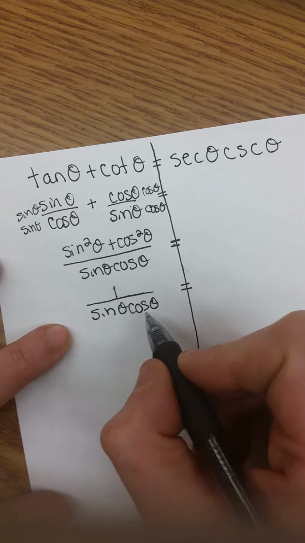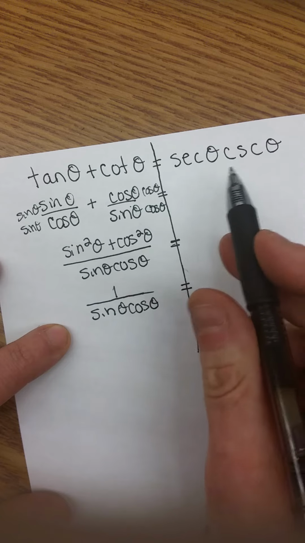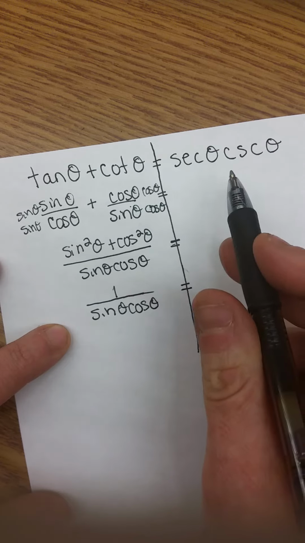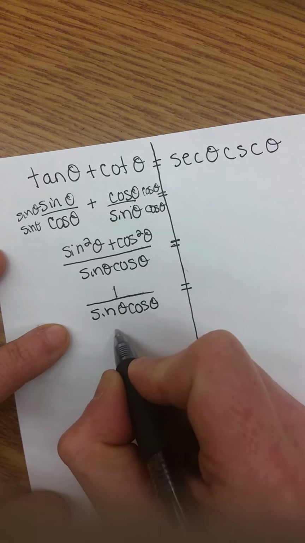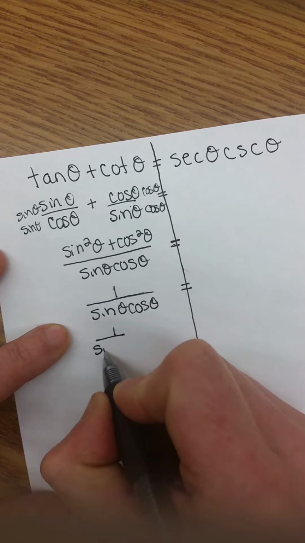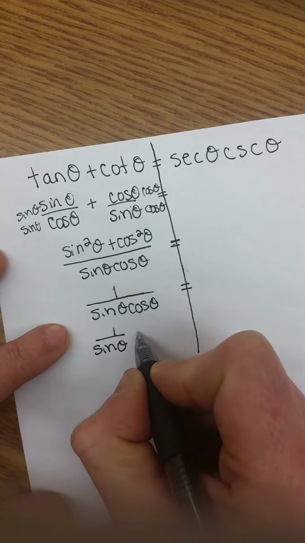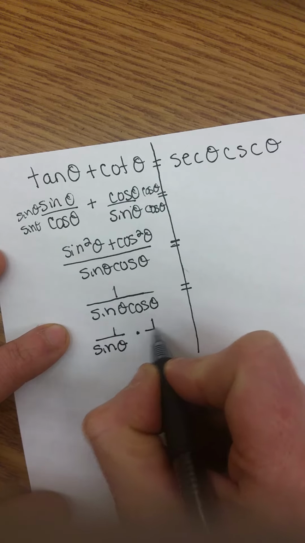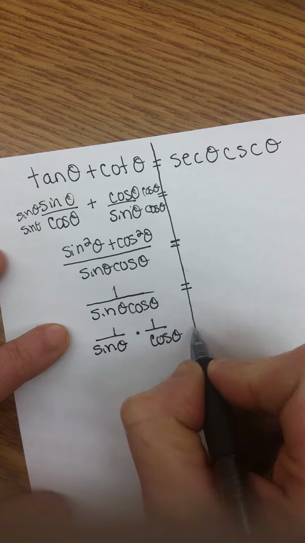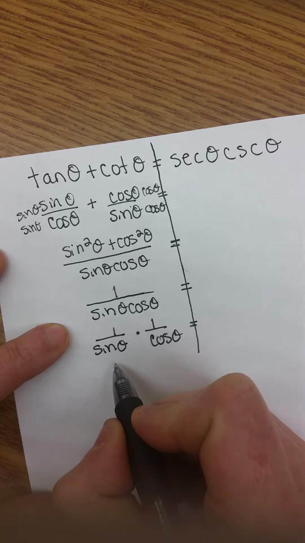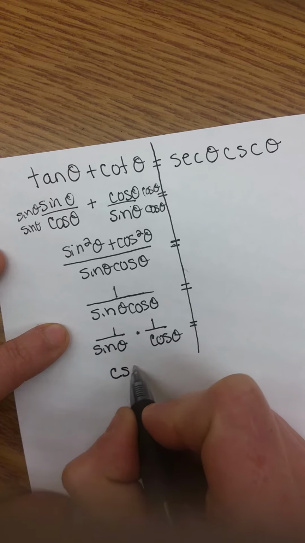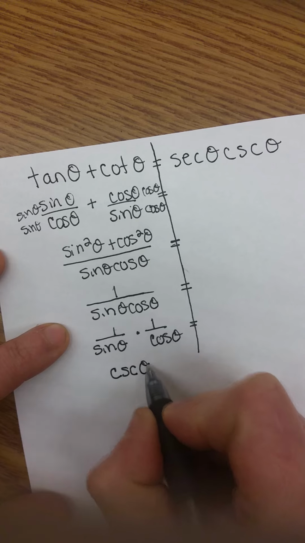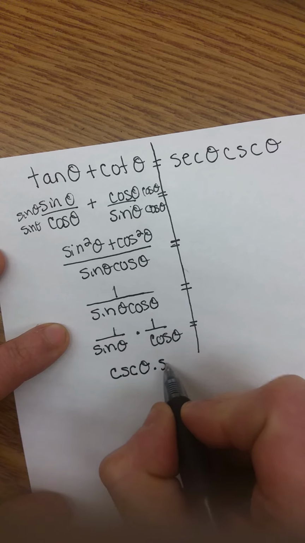Now I see I've got sine and cosine on the bottom, which is good because I'm trying to get to these reciprocal trig functions. So I can kind of break this up here: 1 over sine of theta times 1 over cosine of theta. 1 over sine we know is cosecant, and 1 over cosine is secant.